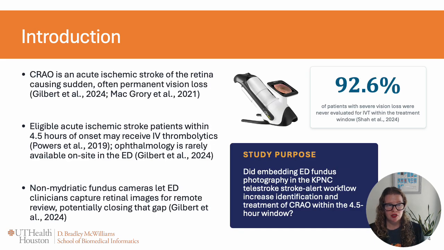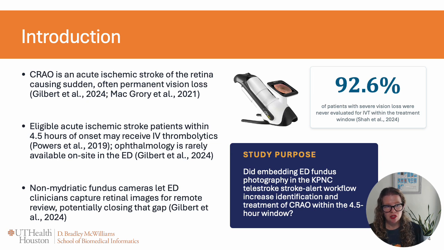Central retinal artery occlusions, or CRAO, is an acute ischemic event that happens in the retina, and it can cause sudden and permanent vision loss. The challenge here is that about 92.6% of patients with sudden and severe vision loss were never actually evaluated for IV thrombolytics within the treatment window.